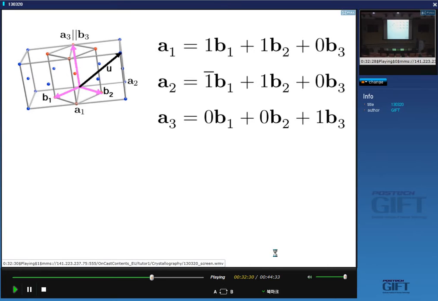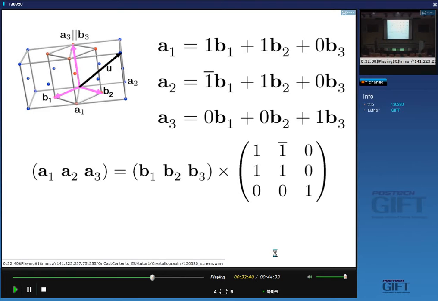So you've got these three vector equations. And it's very easy to represent them in terms of a matrix. So the same equations are given by A1, A2, A3 as a row matrix, B1, B2, B3 as a row matrix, and this comes from 1, bar 1, 0, 1, 1, 0, and 0, 0, 1.